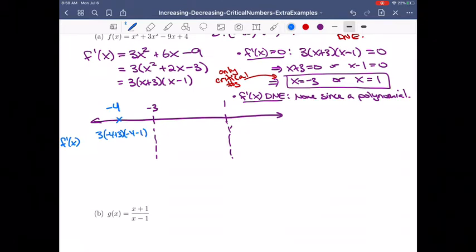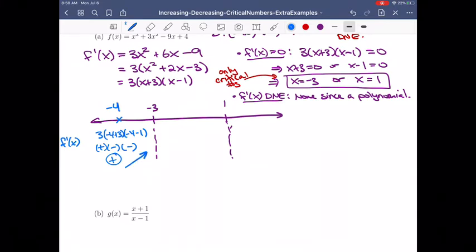Now you could compute this number. I don't actually care what it is. I only care if it's positive or negative. So I'm just going to note that 3 is positive, negative 4 plus 3 is negative, and negative 4 minus 1 is also negative. So I have a positive times 2 negatives. That's going to give me a positive number. Okay, so that means I'm going to be increasing on this interval.